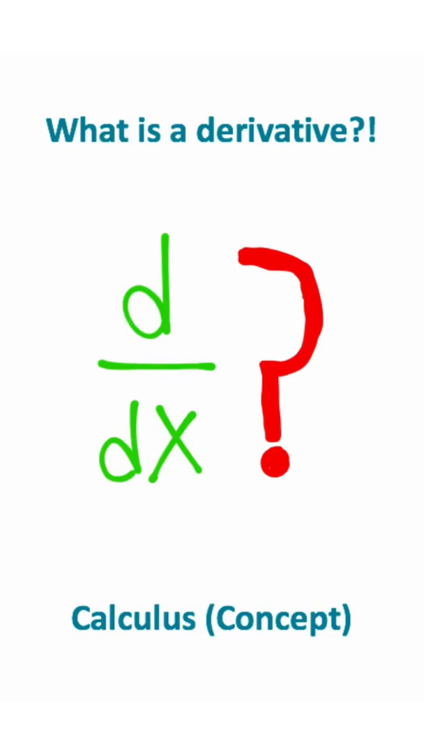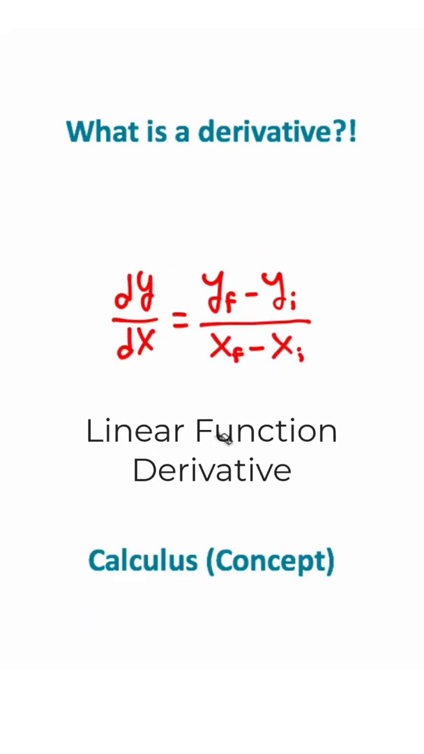So let's talk about derivatives. Now this would be the derivative of a line. And notice that this derivative here looks exactly like calculating a slope. And that's all a derivative is. It's a rise over the run of some sort of tangent line.